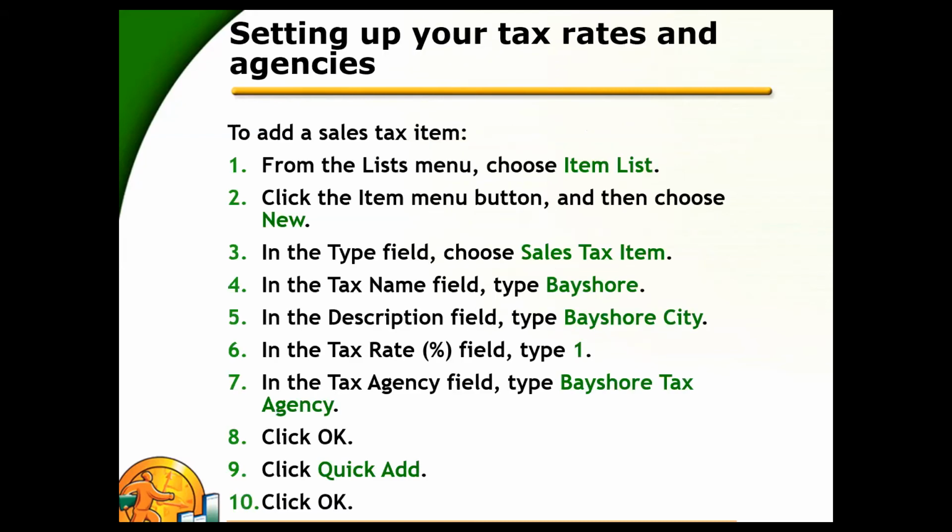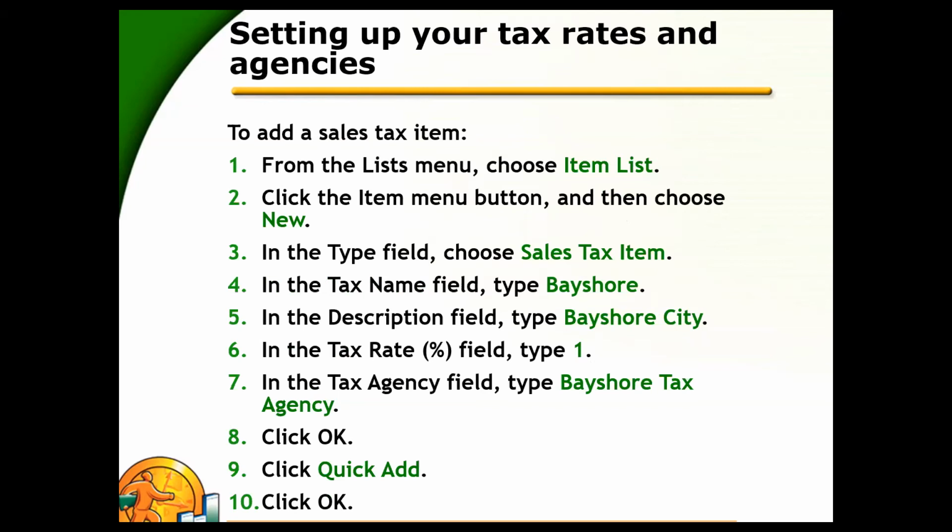Okay. Setting up your tax rates and agencies. To add a sales tax item from the list menu, choose item list. Click on the item menu button and then choose new. In the type field, choose sales tax. In the tax name field, type in Bayshore. In the description field, type in Bayshore City. In the tax rate field, type in 1. In the agency field, type in Bayshore Tax Agency. Click on OK, click on Quick Add, and then click OK again.